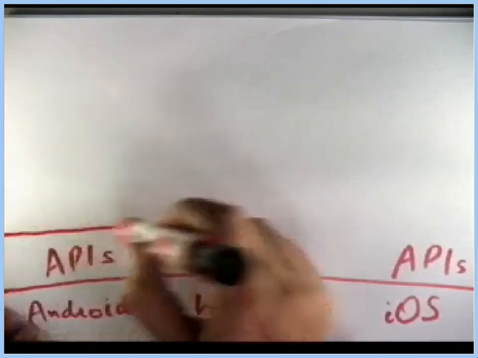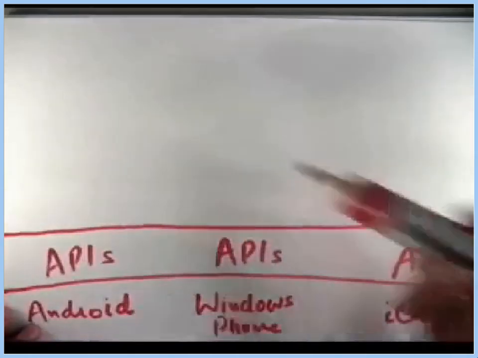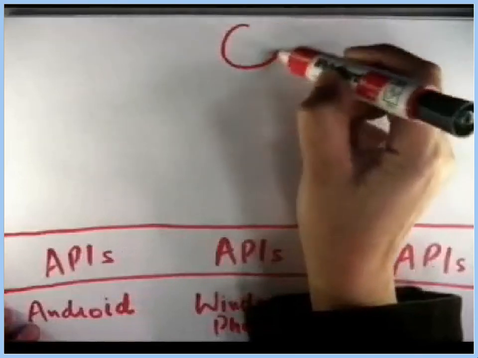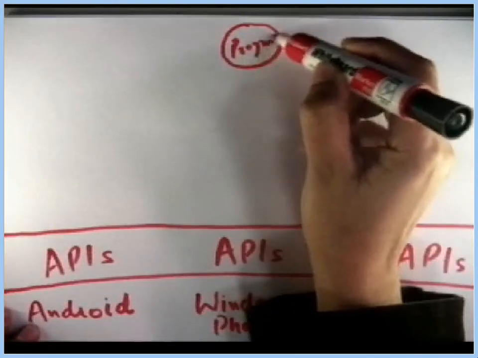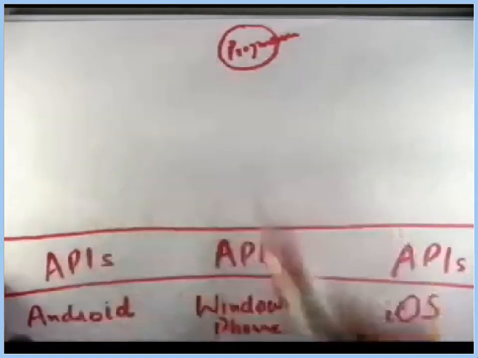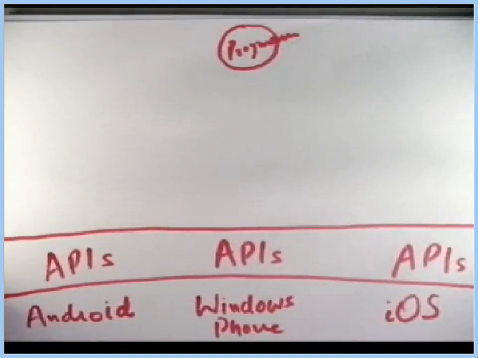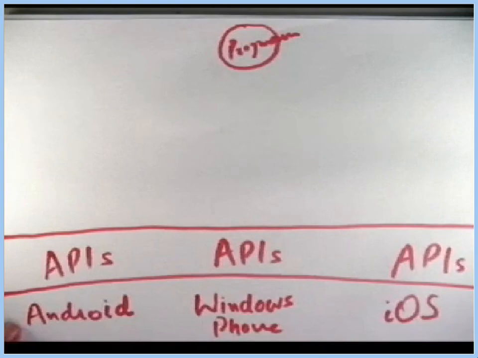Now, what is my objective? My objective is that I should be able to write one program which should run on all these three platforms. But when I write this program, since I have different APIs for Android, different APIs for Windows, and different for iOS, how do I write a single program which works on all the three platforms? So this is where I need a tool.